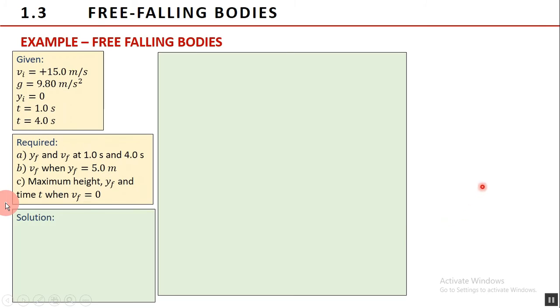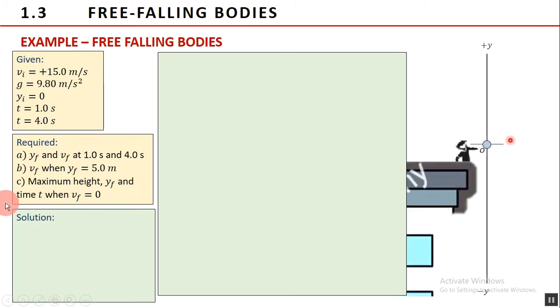To begin our solution, we put the ball on the y-axis to visualize its position as it moves. So we have the given initial velocity of positive 15 meters per second. We have set the initial position to 0 at time 0. Letter A, for the final position and final velocity at time 1 second and 4 seconds after throwing the ball.